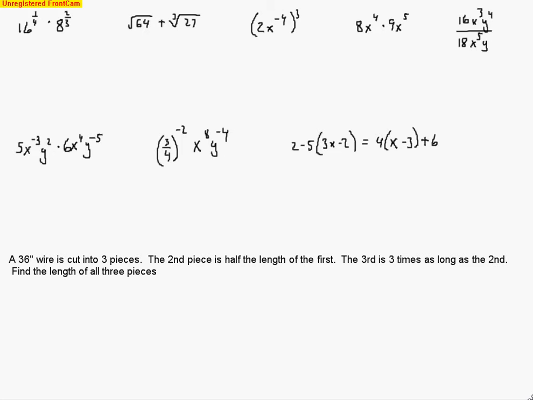This is the lesson for Handout 1A. And so let's take a look at our first few problems. They are using exponent rules.